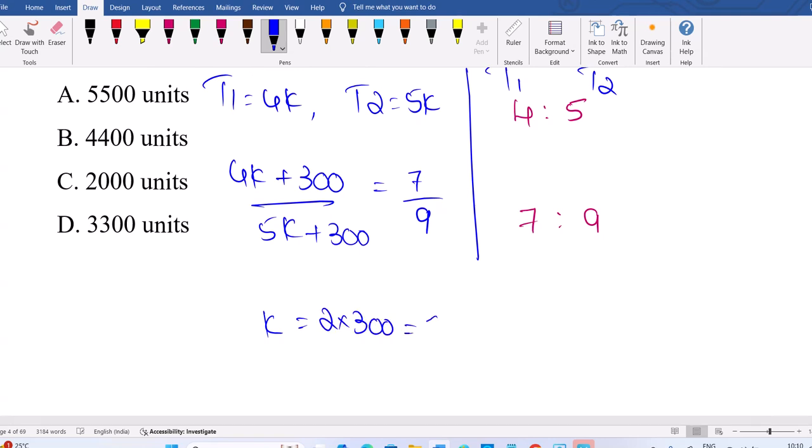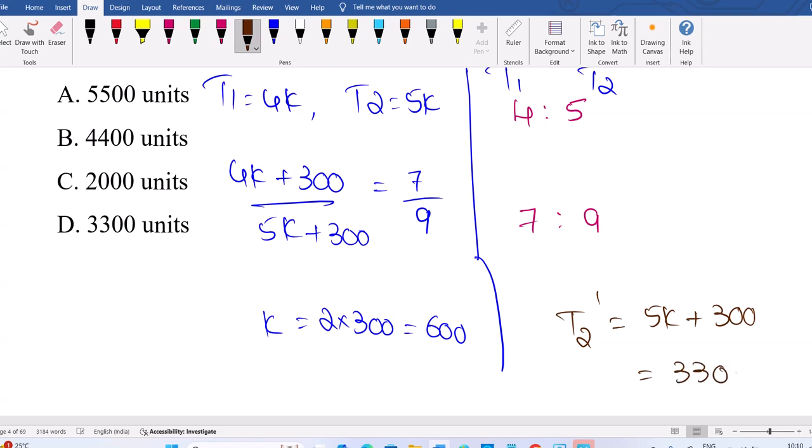the K value. But the question is, my dear friend, the new quantity of the second type of cloth. Second type of cloth, new quantity is 5K plus 300, which is 3,300. So option D. 3,300, option D, we can go ahead.